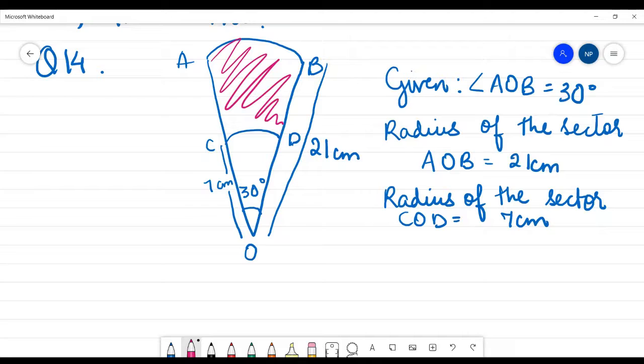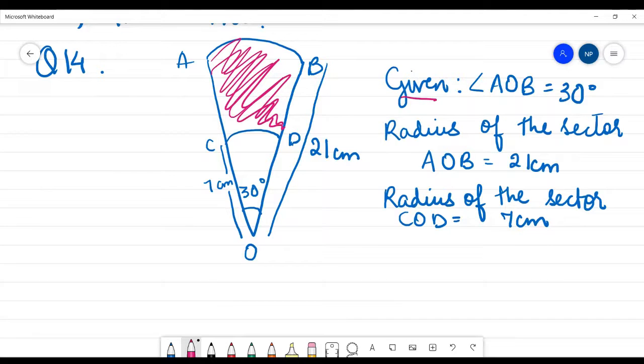Question number 14 is, AB and CD are respectively arcs of two concentric circles of radii 21 centimeter and 7 centimeter at center O. If angle AOB is 30 degree, find the area of the shaded region. So over here you can see, children, there is a sector, the bigger one, AOB, of 21 centimeter. So what is given in the question? Angle AOB is 30 degree. Radius of the bigger sector is 21 centimeter, and COD, this particular small sector COD, the radius is given as 7 centimeter. And ABCD, this particular region is the shaded part.